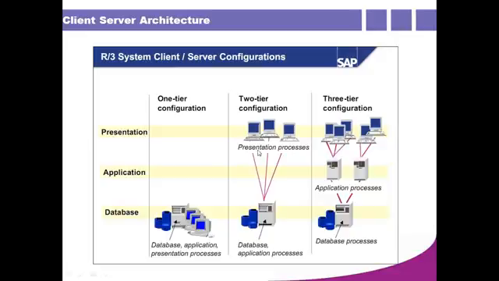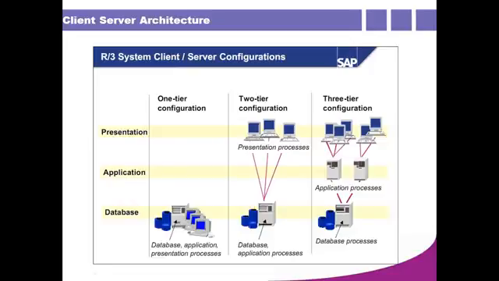Two-tier means the presentation layer is separated. The presentation layer is installed on one server, but the database and SAP are on another server. That means we use two servers to complete this setup. The presentation layer is on a dedicated server, and SAP and database are on a separate server.